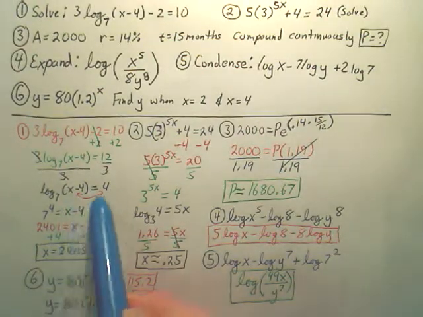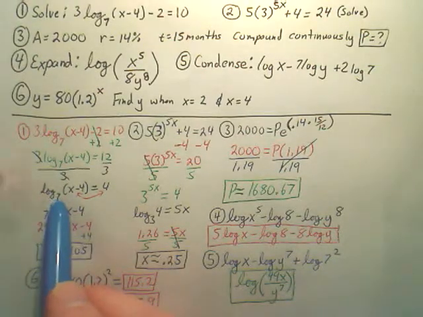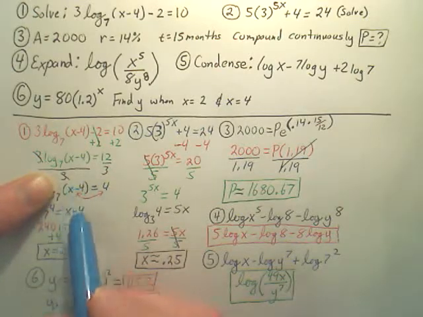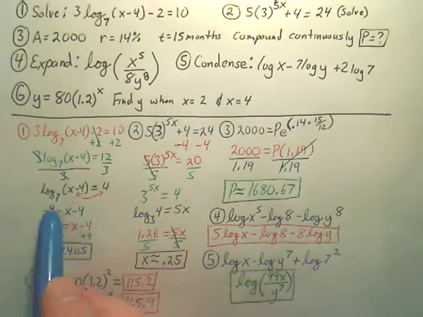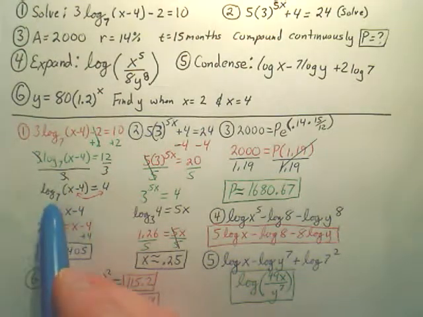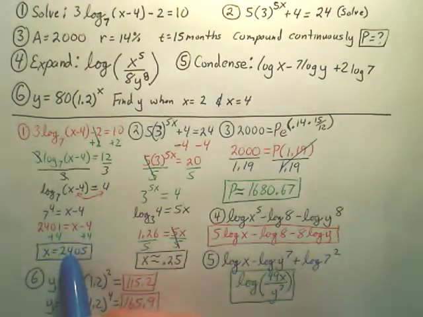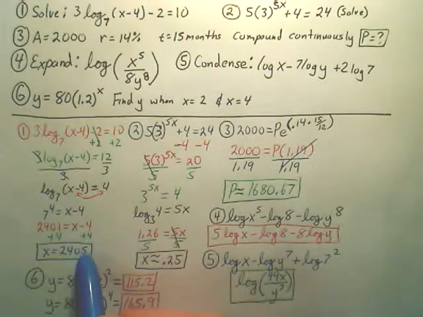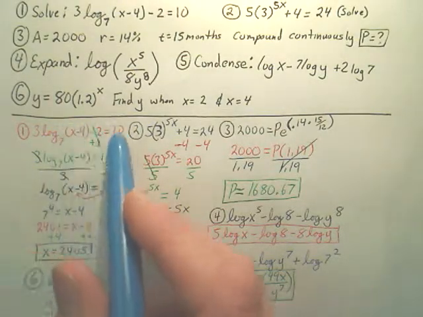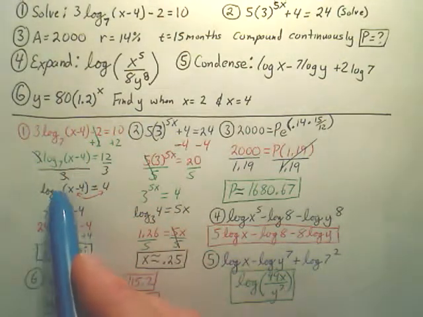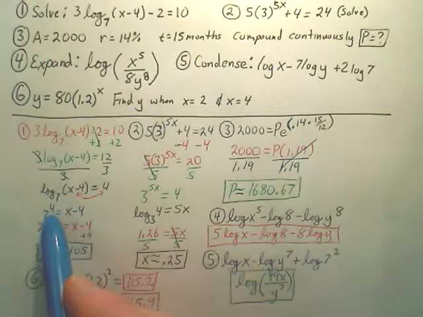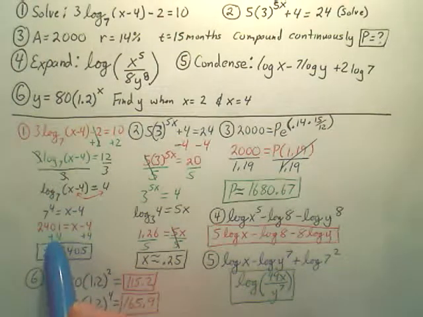When you switch those two, you get 7 to the 4th equals x minus 4, and then you solve this. Now 7 to the 4th, you probably have to use your calculator, and then you add the 4 over, 2,405. So again, for this kind of problem, you want to get the log by itself and then convert it or transform it to an exponent, and it's really simple.